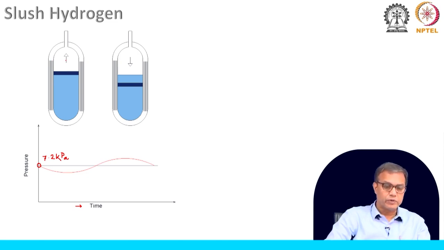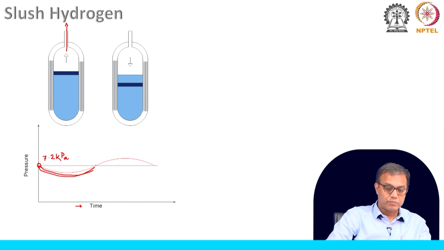Initially, we will connect it with the vacuum pump to reduce the pressure on top of this liquid. It has to be slightly below the triple point pressure, so we will reduce the pressure below 7.2 kPa using the vacuum pump, and at that time some amount of solid will form on top of this liquid.